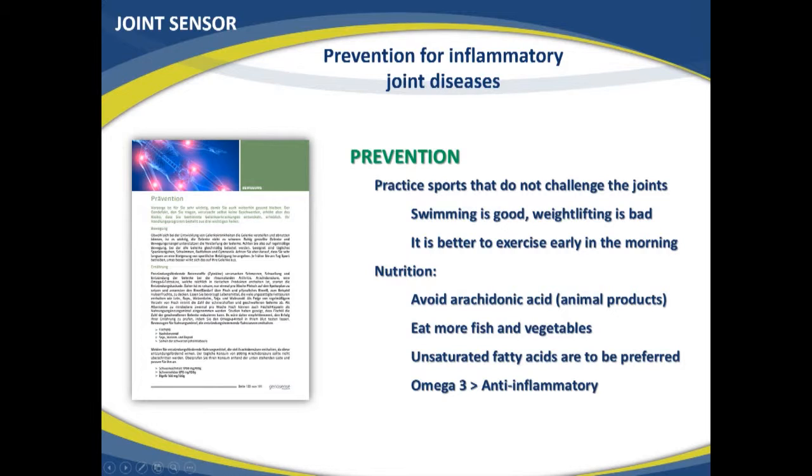Alright, unsaturated fatty acids are to be preferred, and omega-3, as I said, is anti-inflammatory. So nutrition will be adapted, and this is part of the nutrition sensor. If you have a high risk, the nutrition sensor will really help you choose foods which contain low amounts of the bad stuff and large amounts of the good substances that improve your immune system.